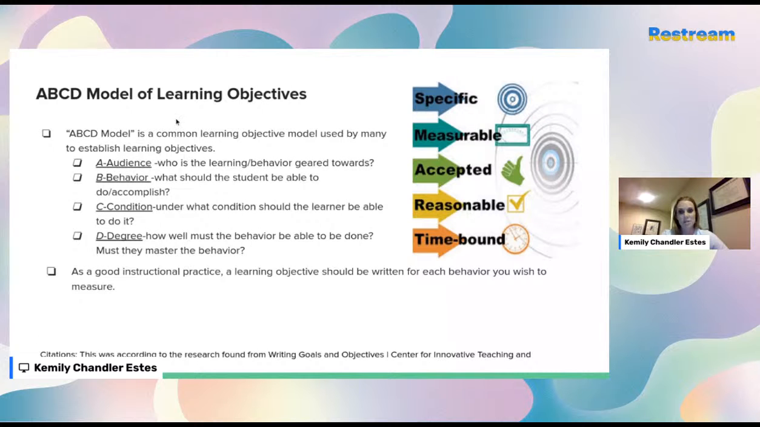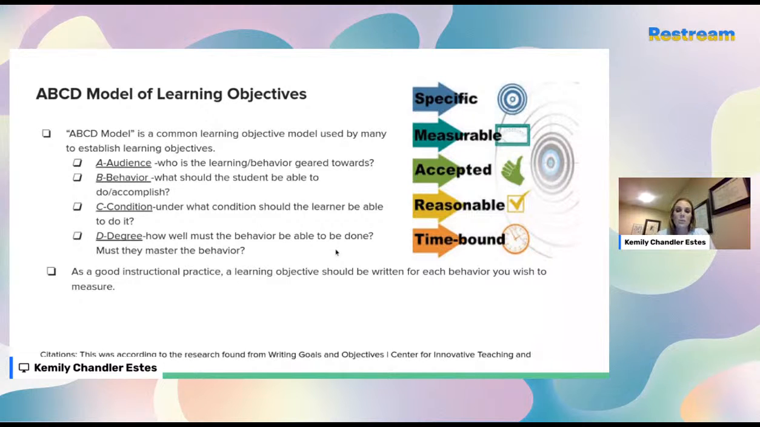The ABC model of learning objectives, I found while looking at different websites. The ABC model is a common learning objective model used by many educators to establish their objectives. A stands for audience. Who is the learning behavior geared towards? B is the behavior. What should that student be able to do or accomplish? C is the condition. Under what condition should the learner be able to do it? And D is the degree. How well must the behavior be done? Must they master it? Should they just show 70%? What degree is your expectation for that student?